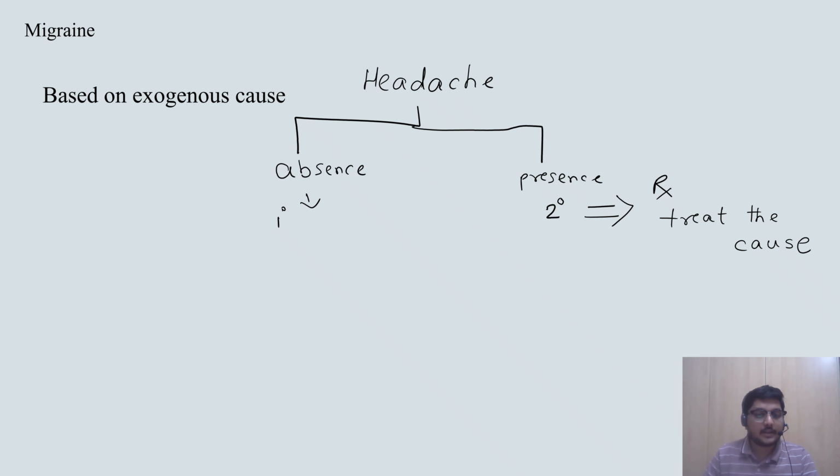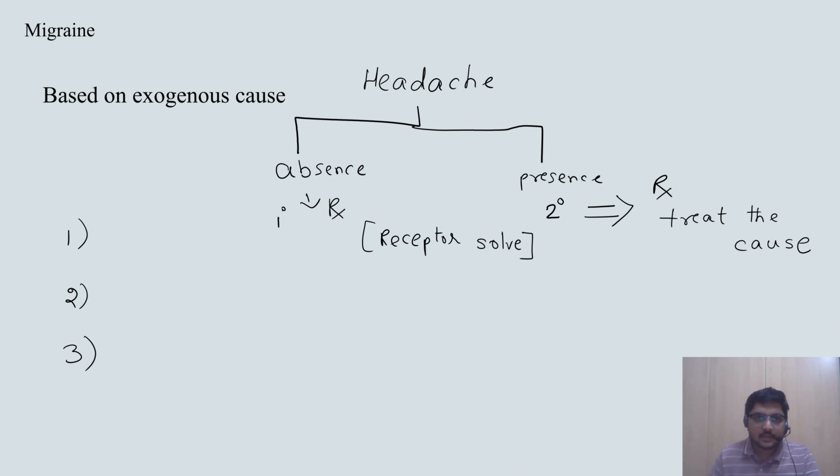For primary headache, there is absence of exogenous cause, right? So we will look after what is the receptor affected in this primary headache, and we try to solve the issue by focusing on the receptor. What are the types of primary headache? Mainly three types of primary headaches are there.